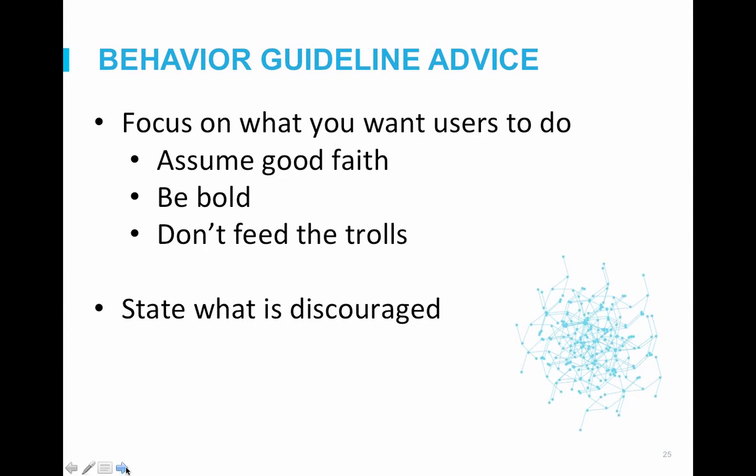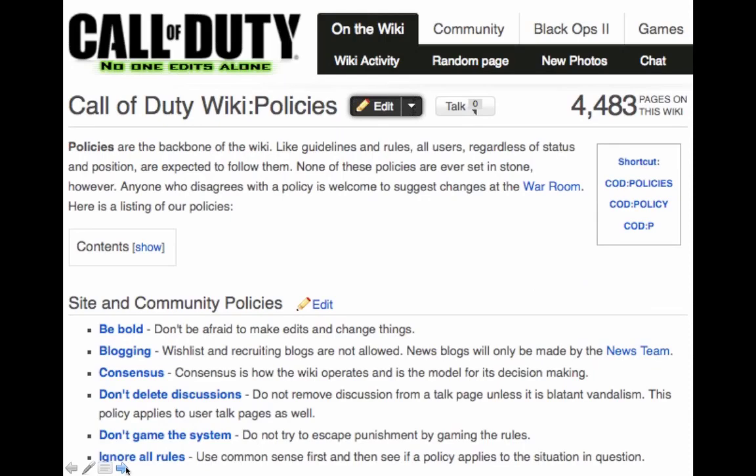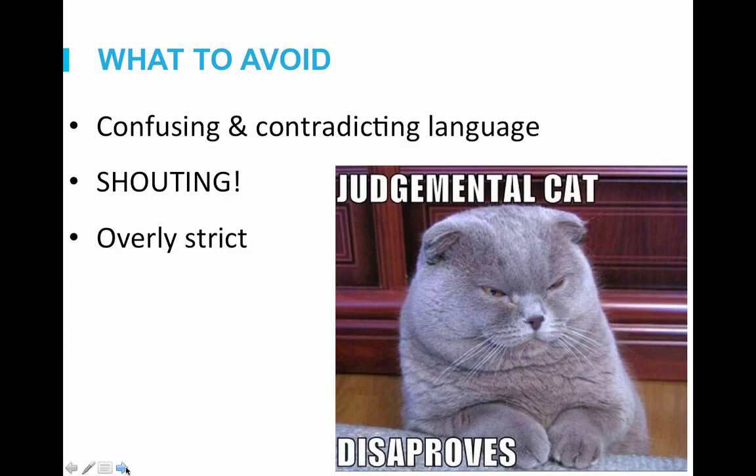Once you build out guidelines for what constitutes a block, admins can assess the situation and apply the proper block if needed. Here's a good example from the Call of Duty Wiki. They list the behaviors of what they would like users to display, actions to avoid, and behaviors they discourage. The first guideline they list is to be bold. This encourages users not to be afraid and edit, and to jump right in. This is a behavior we hope all editors embrace.